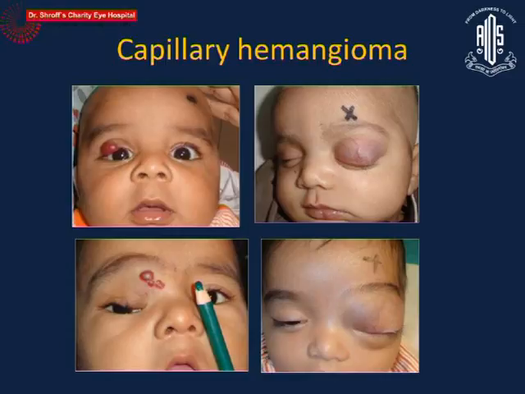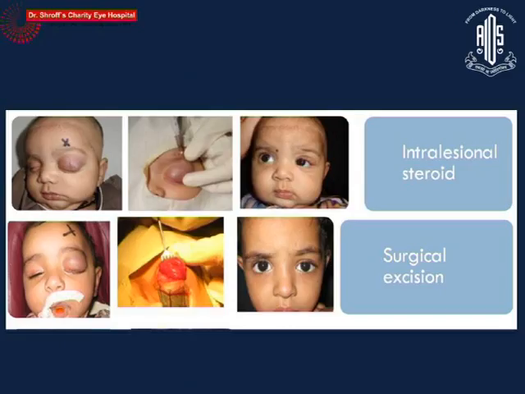Hemangiomas, again, are pretty common in the clinics. They can be superficial like this, a combination of superficial and deeper component, or a purely deeper component like this. For the smaller, superficial ones, which are mainly causing ptosis and chances of amblyopia, intralesional steroid remains the conventional treatment modality, and it works quite well in most of the superficial hemangiomas. But sometimes we need to give multiple injections for this patient, and there are other complications which can be there with the use of steroids.